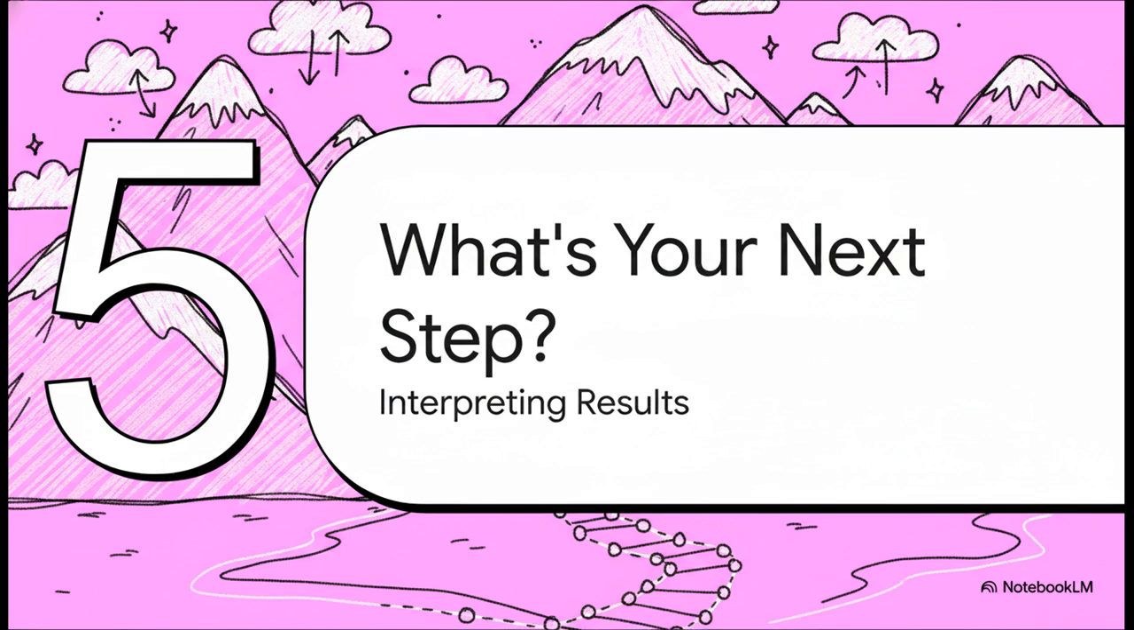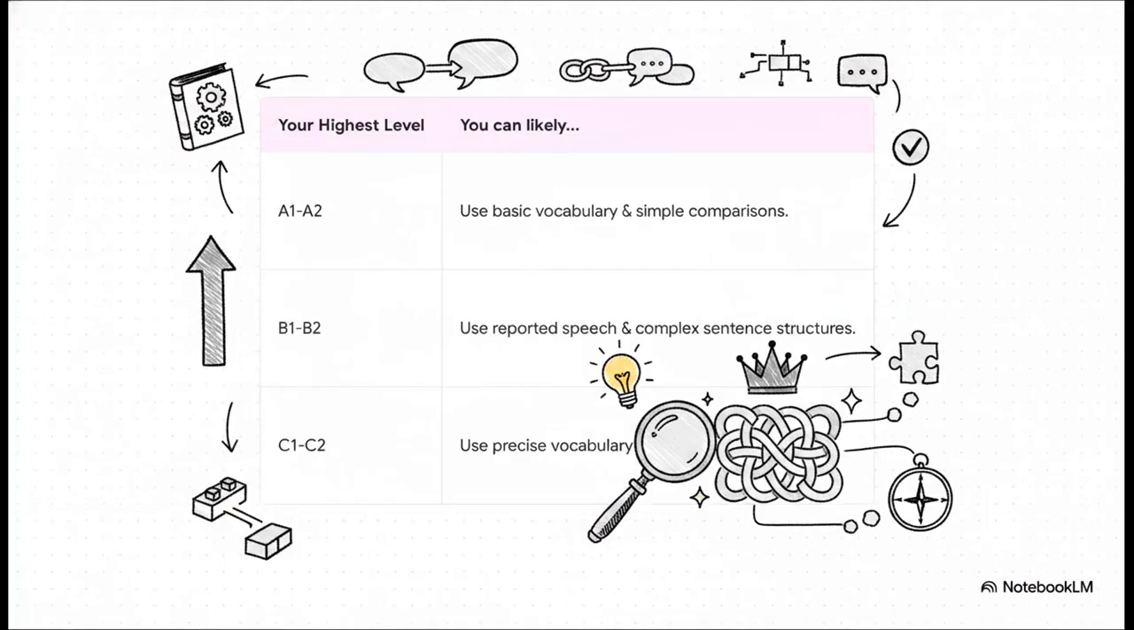And we did it. We've completed the ascent. So now it's time to stop, take a look around at the amazing view, and figure out what this all means for you. Based on the highest level where you felt pretty confident, let's talk about what your next steps could look like. So, this little table is basically a quick guide for you.